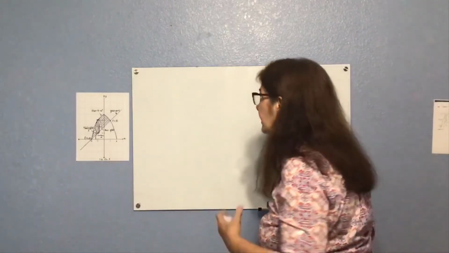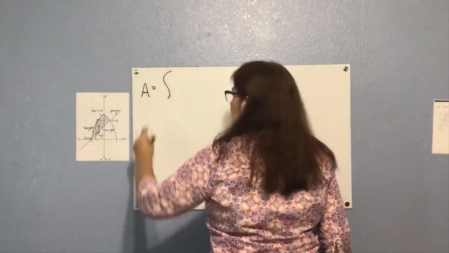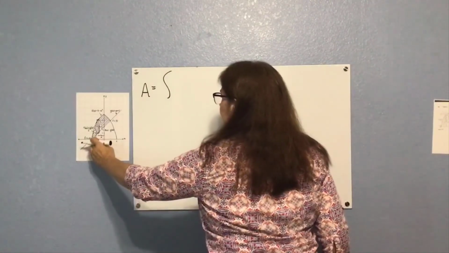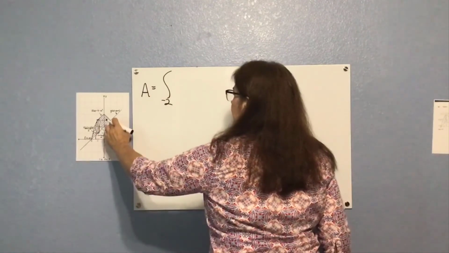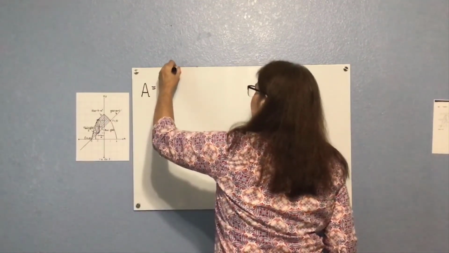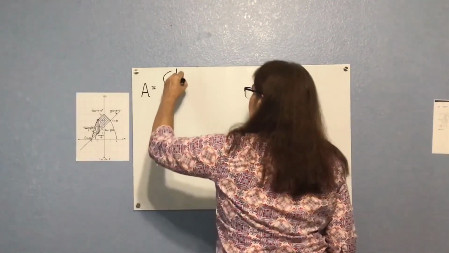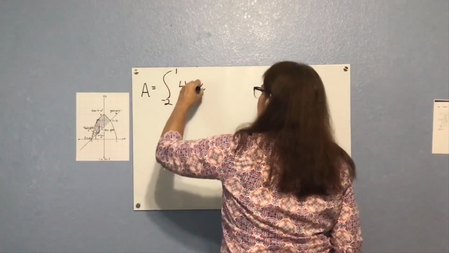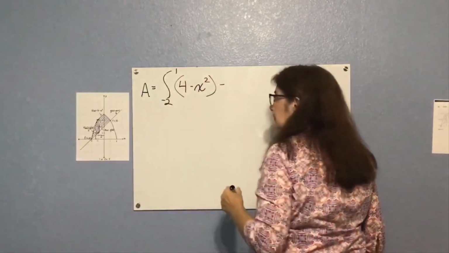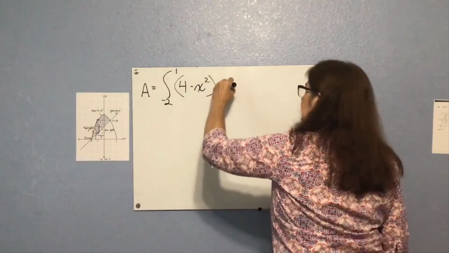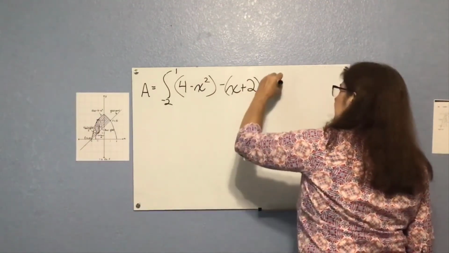Okay, we'll start by finding the area. Area is equal to the integral. I see here that I've got -2 for an intersection point, and the other intersection point is at 1, 3, so we're going from -2 to 1. We have 4 minus x squared minus (x plus 2) dx.